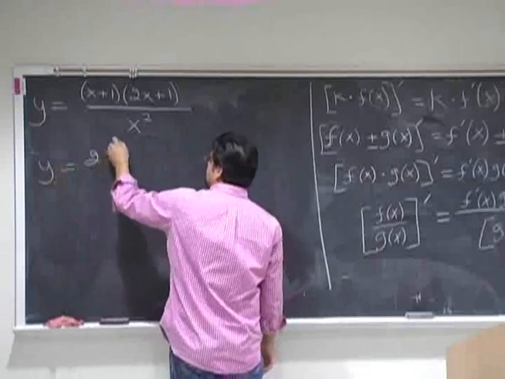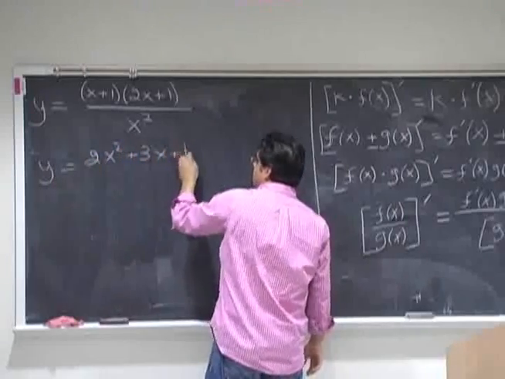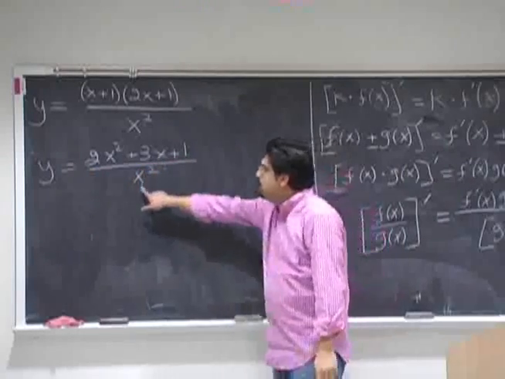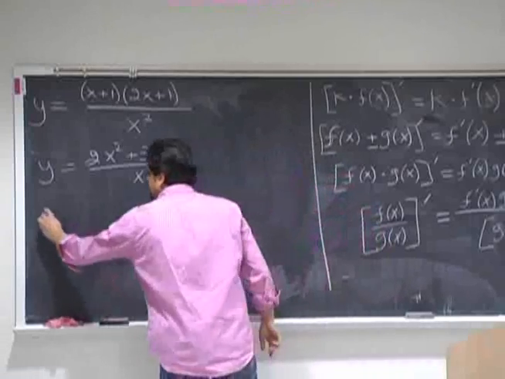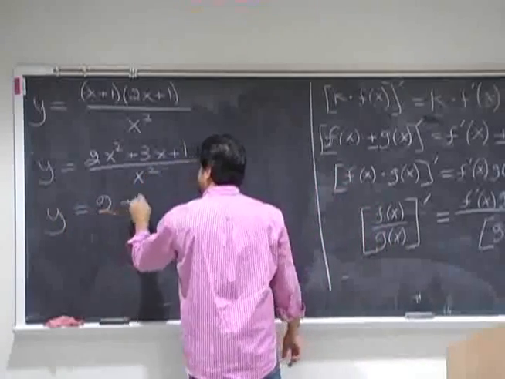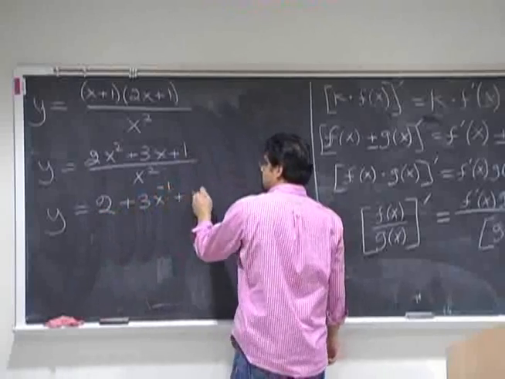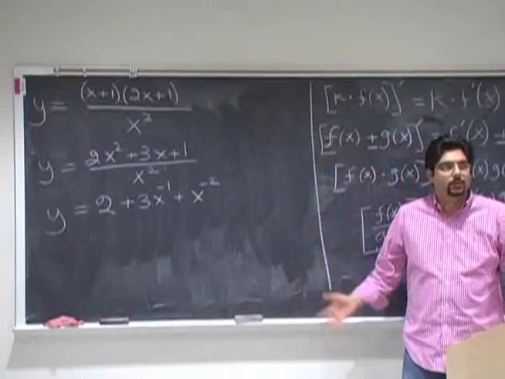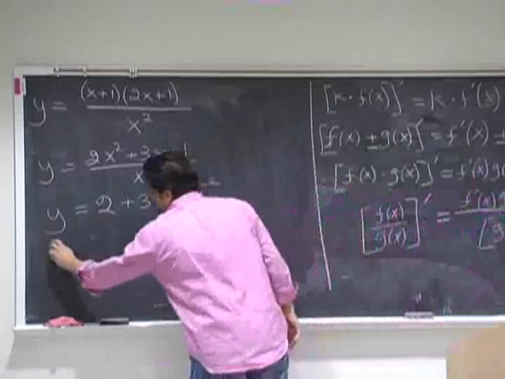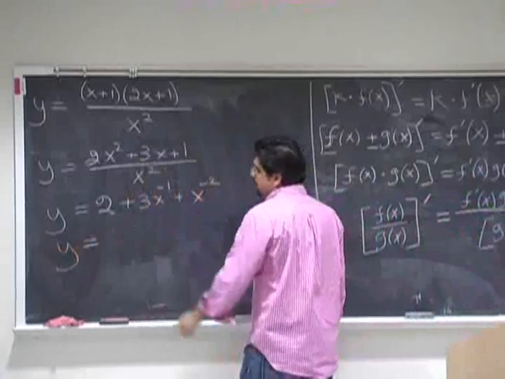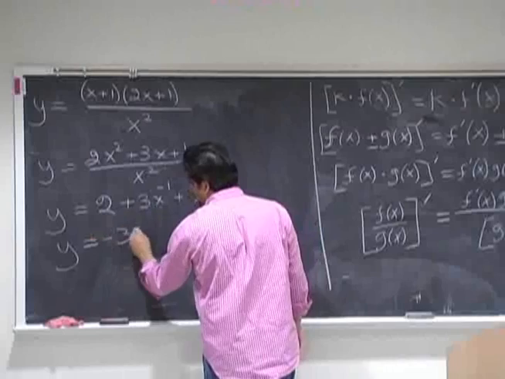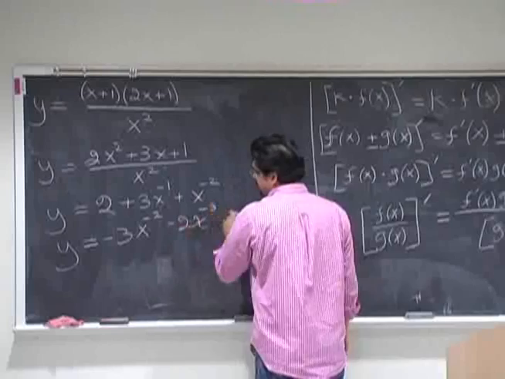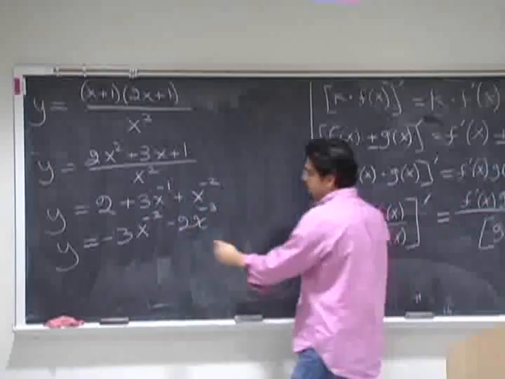So this is just 2x squared plus 3x plus 1 divided by x squared. And then we can divide by x squared very easily. Does that make sense? And now we can just use the power rule, because each term, so that would be y equals, what's the derivative of this? 0. This would be negative 3, x to the minus 2, minus 2, x to the minus 3. Does that make sense? So that's the derivative.